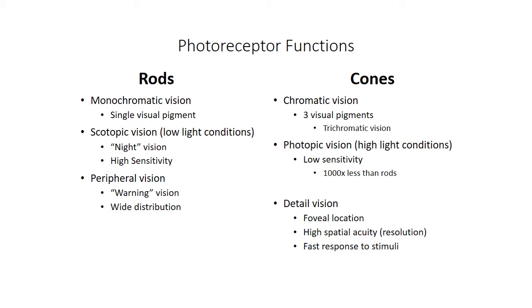And the rods are involved in night vision and peripheral vision, while the cones mediate what we call everyday vision that involves detection of details of objects, color, and motion.